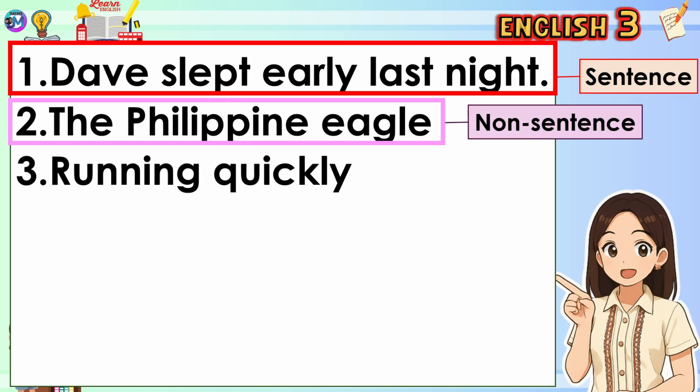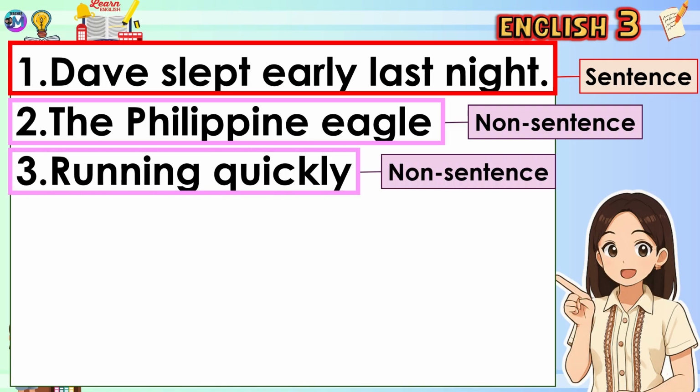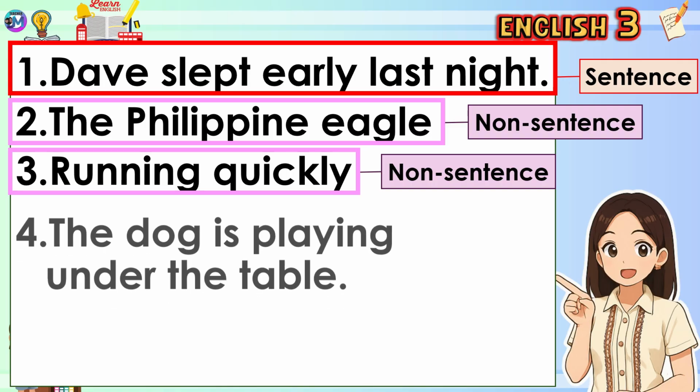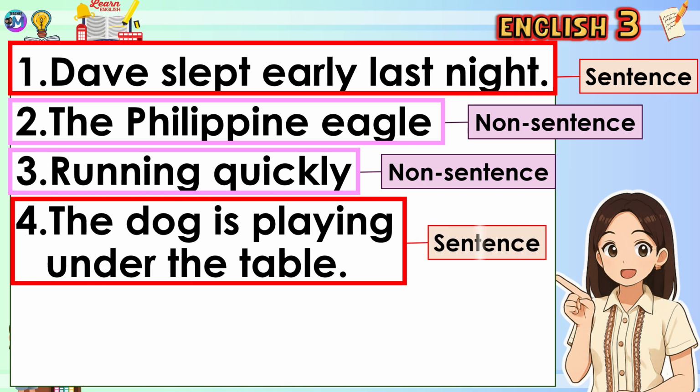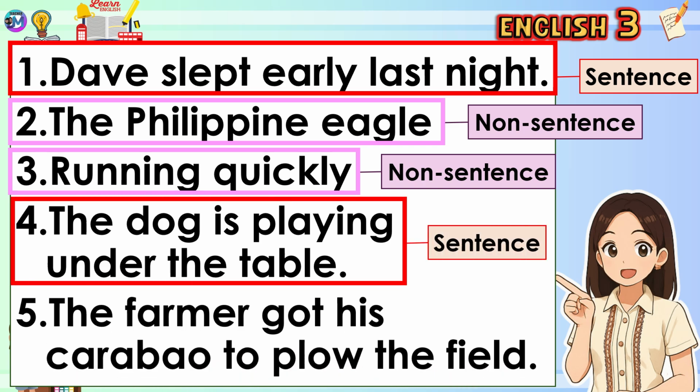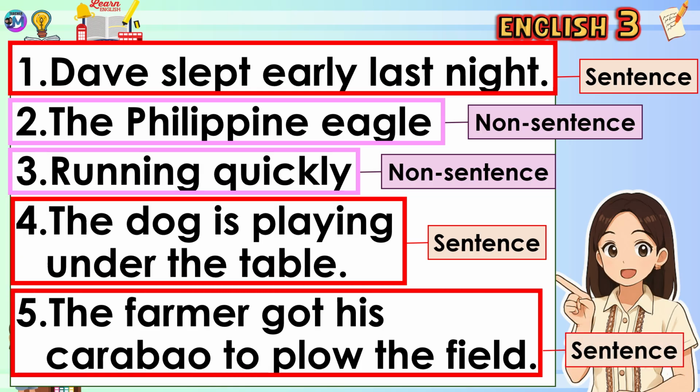How about number 3? Running quickly. Awesome. It is also a non-sentence. How about number 4? The dog is playing under the table. Very good. It is a sentence. And number 5, the farmer got his carabao to plow the field. Great job. It is a sentence.